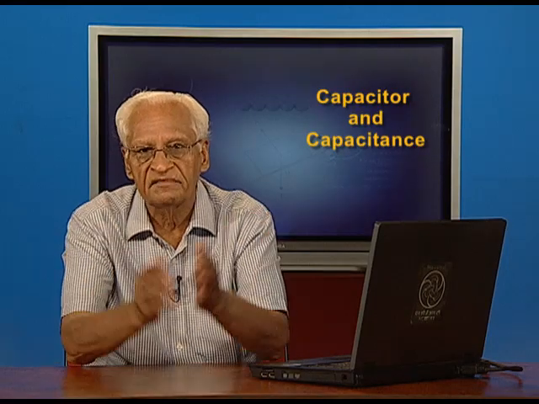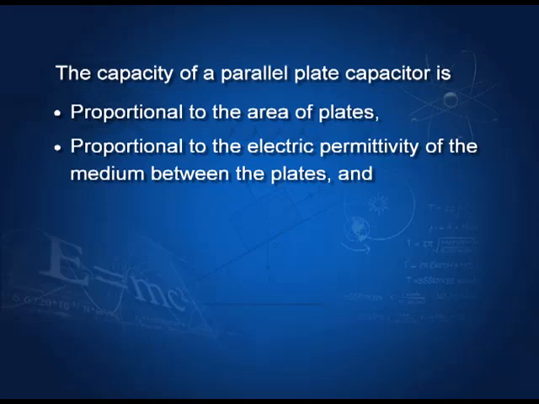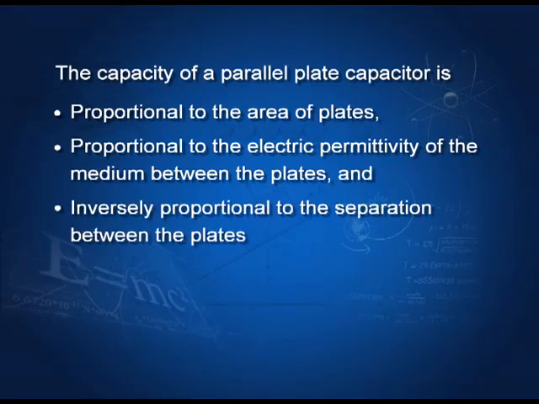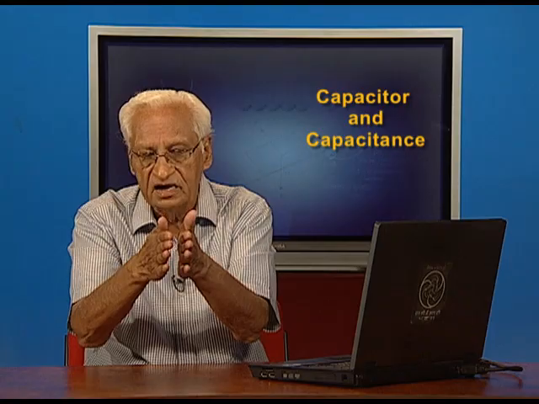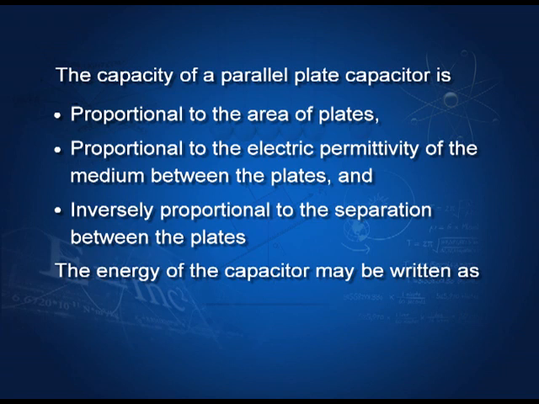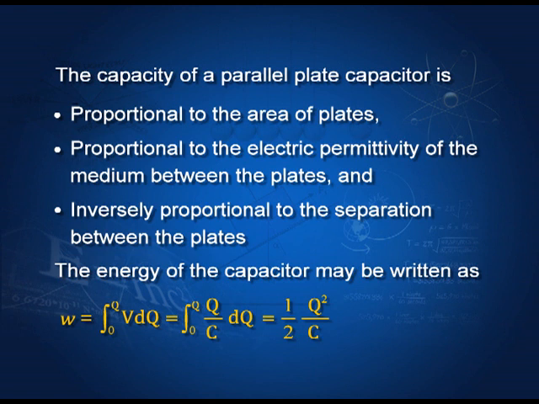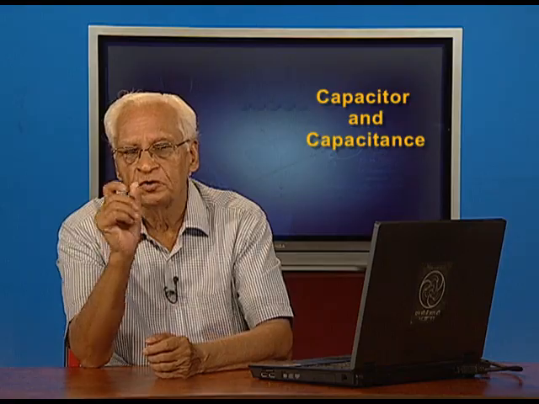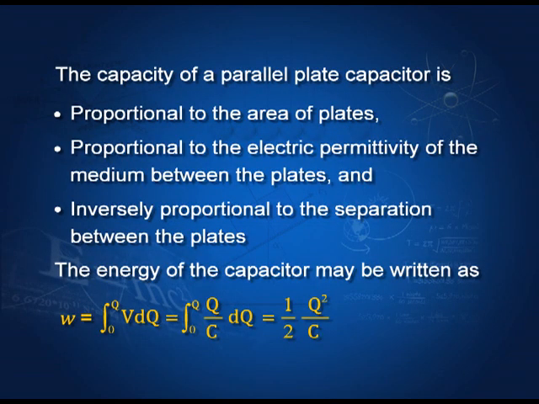We had air, but we can have any other dielectric, and it is inversely proportional to the separation between the plates. That is, if plates are nearer, the capacity is larger. The energy of the capacitor may be rewritten as W is equal to integral of V dq from 0 to q. You see, V times dq is the energy for the charge dq, and for the total charge q, the energy is integral of V dq from 0 to q, and this is half q squared by C. It is because V is q by C, so it is half q squared by C.